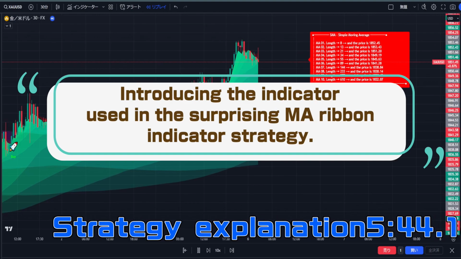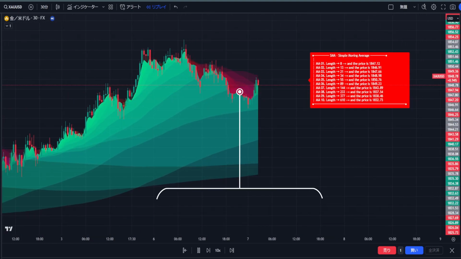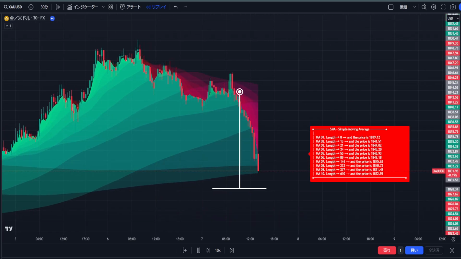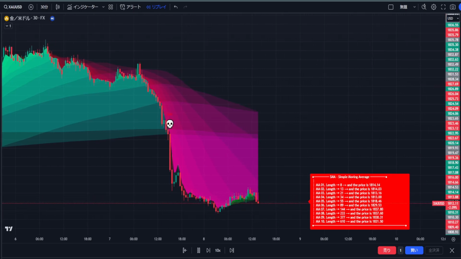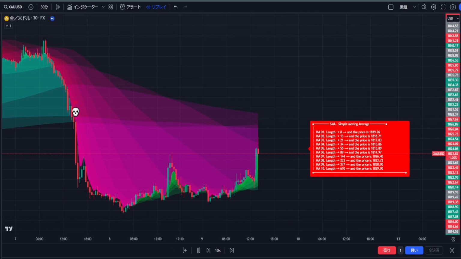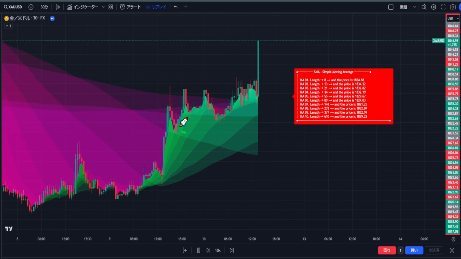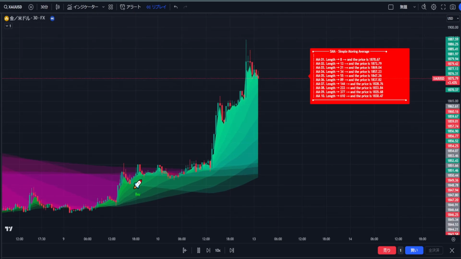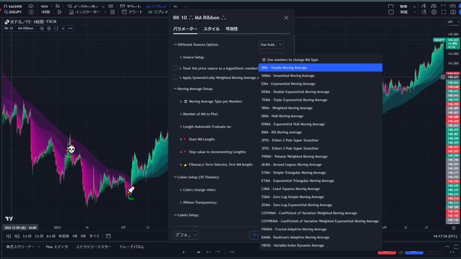Introducing the indicator used in the surprising ribbon indicator strategy. RK 10 MA types ribbons is a well-known ribbon indicator in the FX market, as the name suggests. However, it's not just a regular MA ribbon. It offers numerous features and options, making it an excellent MA ribbon indicator that addresses specific needs. With this indicator, you can select based on your trading strategy. You can select a specific type of moving average if needed.